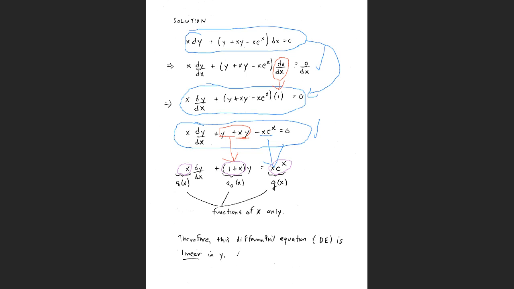So this differential equation is what we say linear in y. It's a linear differential equation in y, because we have dy/dx, and y is the dependent variable. When we say, is the differential equation linear in the variable, it is our dependent variable. Okay. Are there any questions so far?